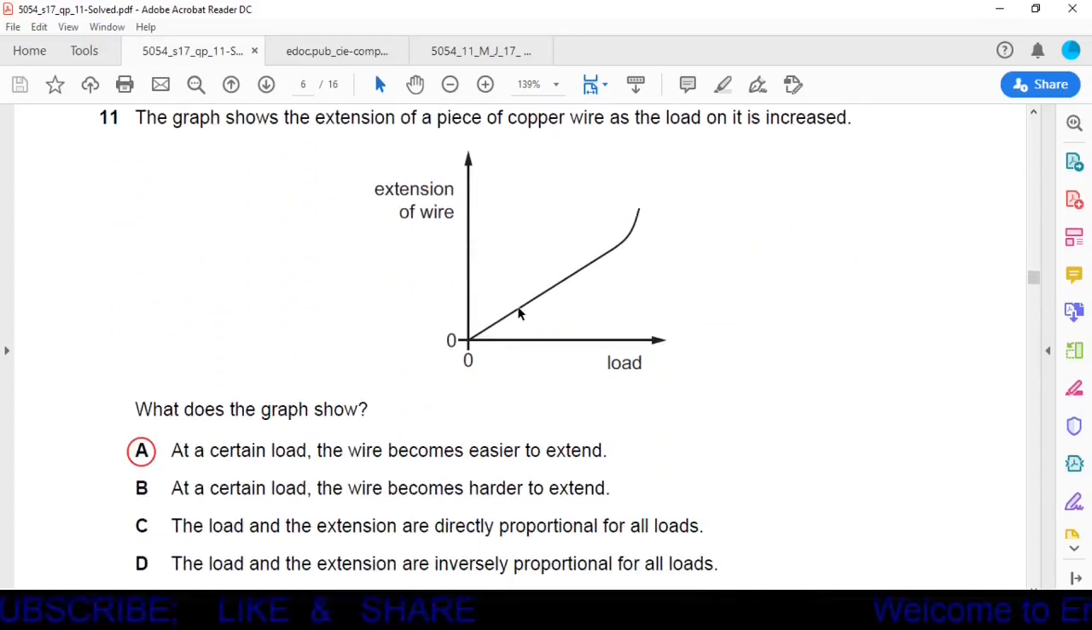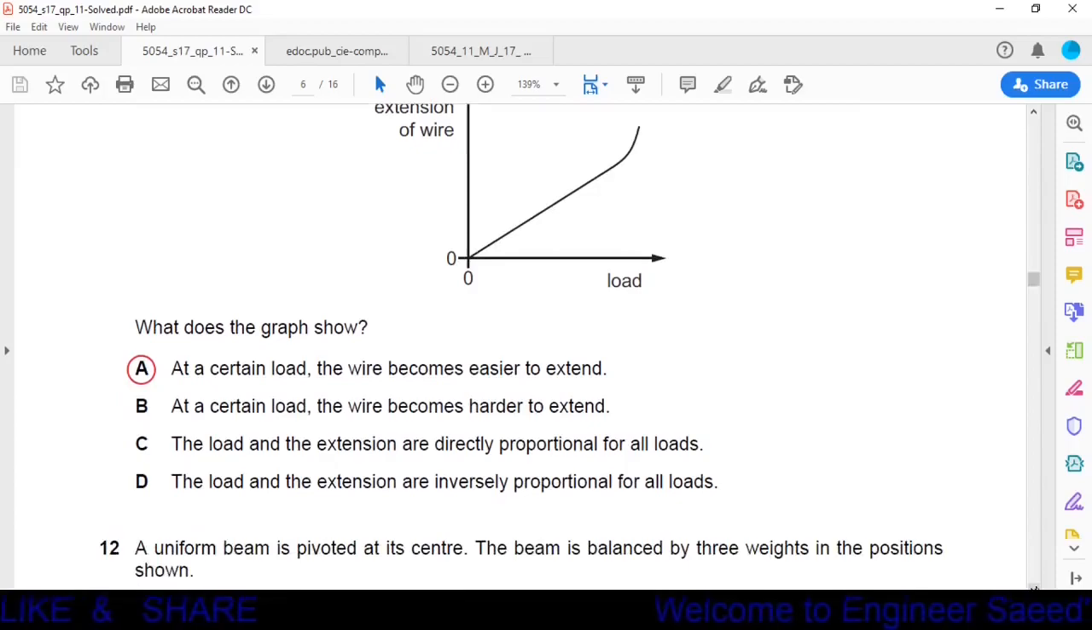Question number 11. The graph shows the extension of a piece of copper wire as the load on it is increased. Okay, here we have a graph between load and extension. What does the graph show? Option A, at a certain load, the wire becomes easier to extend. Option B, at a certain load, the wire becomes harder to extend. Option C, the load and the extension are directly proportional for all loads. Option D, the load and extension are inversely proportional for all loads.